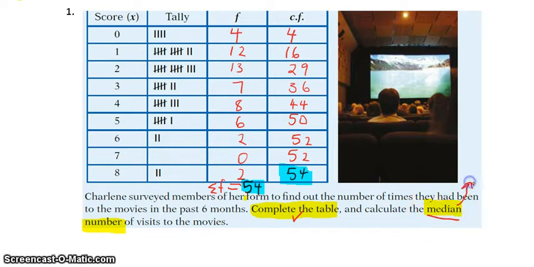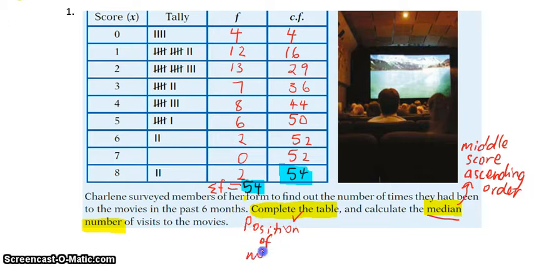Okay, now remember what the median is from last year. It's the middle score when the numbers are arranged in ascending order. Okay, remember ascending means lowest to highest. Now this is already from lowest to highest in my score, so I'm right with that. But from a frequency table, to figure out the median, you need to first find the position of it. Okay, so the first step is to find the position of the median.